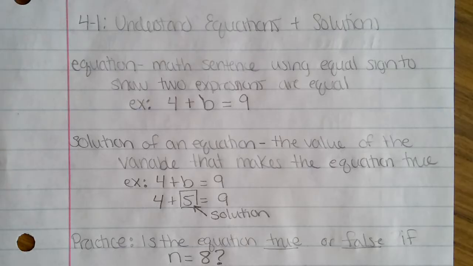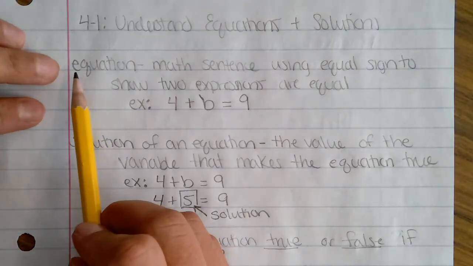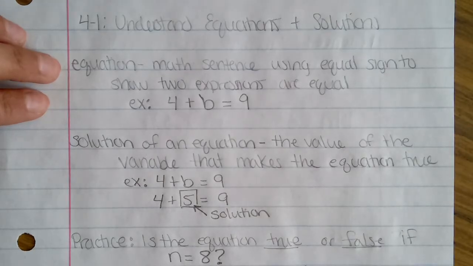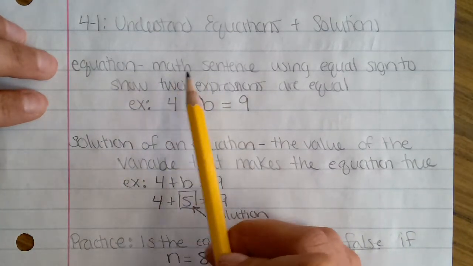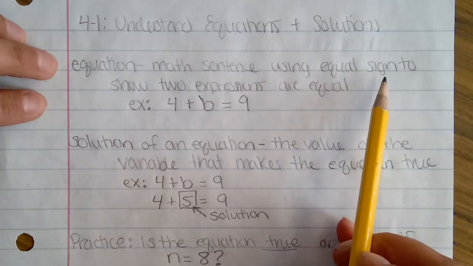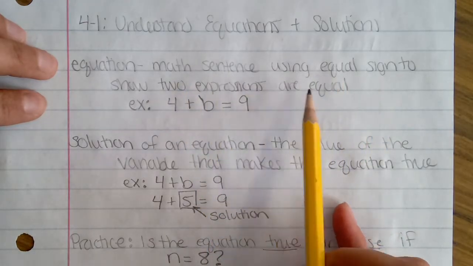These are key vocabulary. This is equation. So, what is an equation? We've talked about this before, the difference between an equation and an expression. So, an equation is a math sentence using an equal sign to show two expressions are equal.